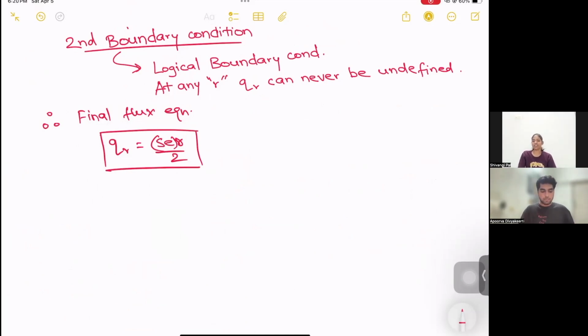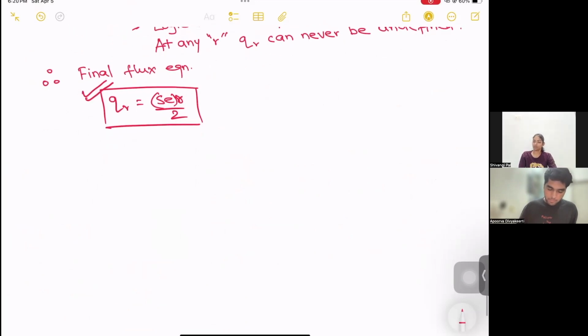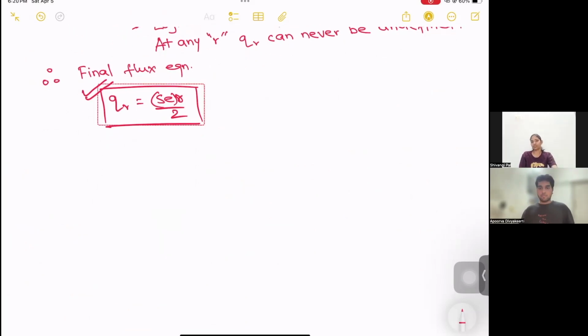Now, we have got a flux equation. In the question, what we were asked for was the flux profile and the temperature profile. From this flux profile, we need to derive the temperature profile now. To get temperature, what do you think we have to do? We need to apply Fourier's law of heat conduction. From there, we will be deriving our temperature profile.